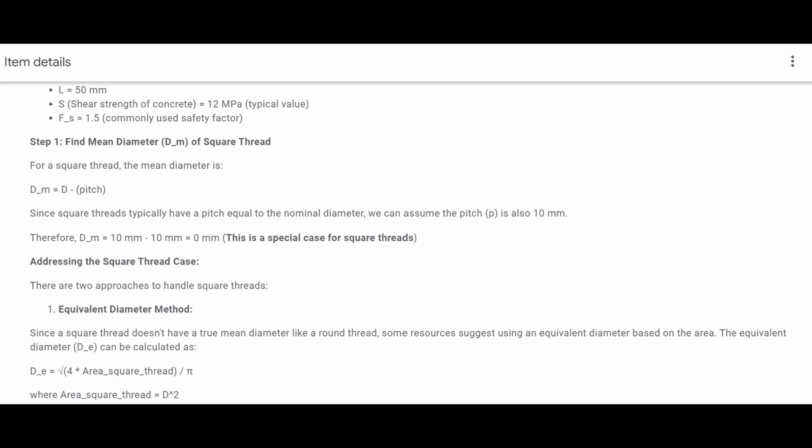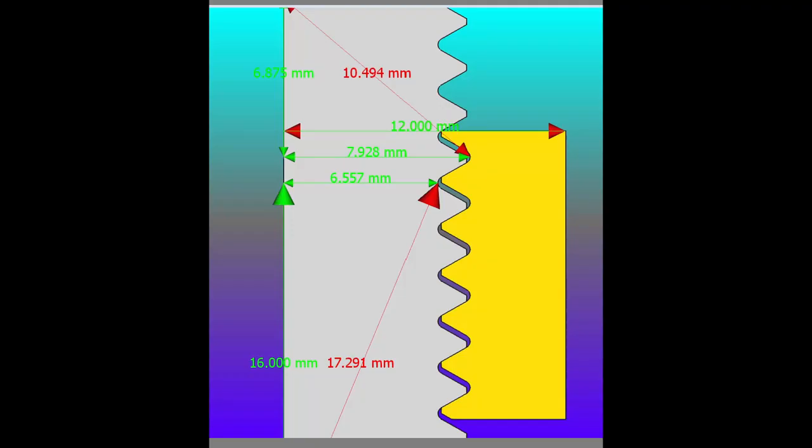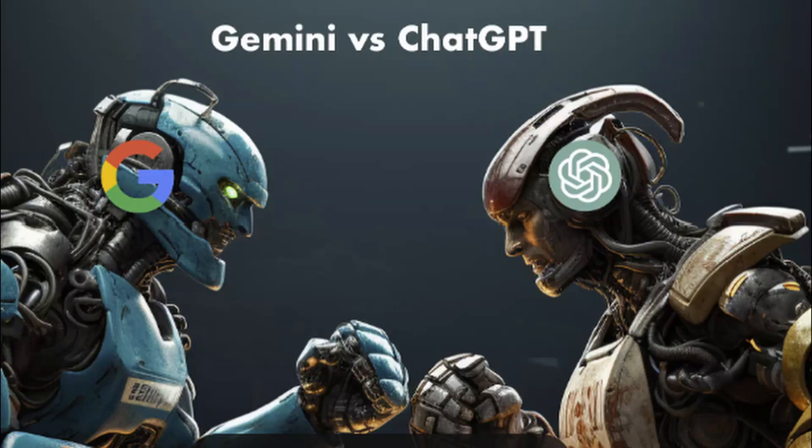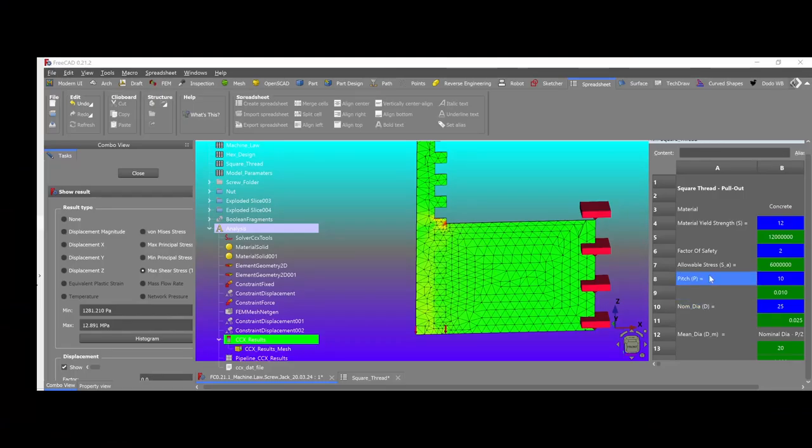And there were a few errors in the AI's response. Number one, the mean diameter of a square thread is equal to the OD minus the pitch divided by 2. Then there were unit errors in the calculation, and once informed about the unit errors, it started getting the unit location wrong as well. I slept on this and came to the conclusion that AI is not reliable for engineering just yet. There are a lot of mistakes on the internet, and even in school textbooks there are errors.